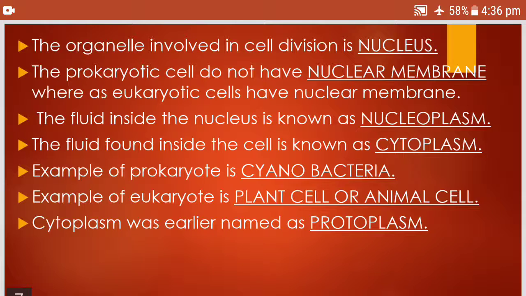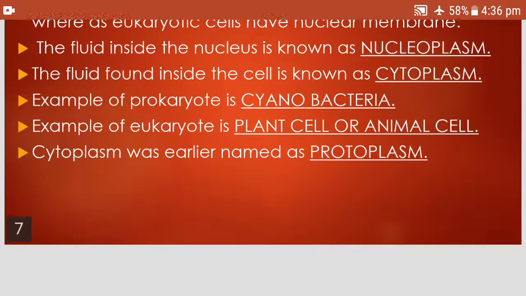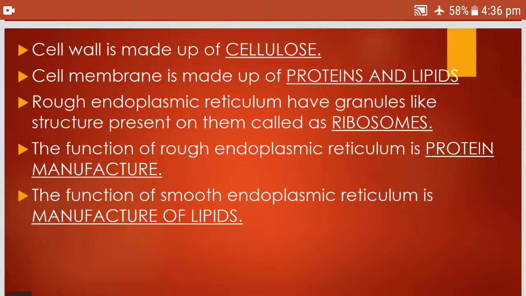The fluid inside the nucleus is known as the nucleoplasm. The fluid inside the cell membrane is known as the cytoplasm. An example of a prokaryote is cyanobacteria. An example of a eukaryote is a plant cell or animal cell. Cytoplasm was earlier named protoplasm. The cell wall is made up of cellulose.